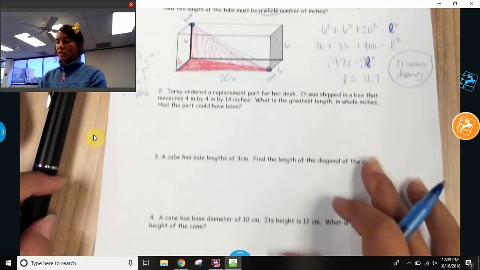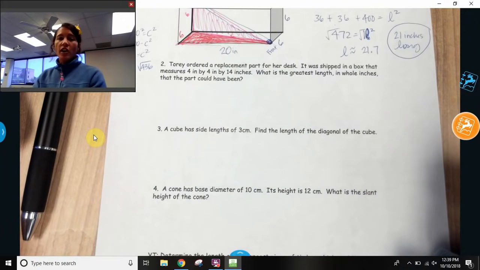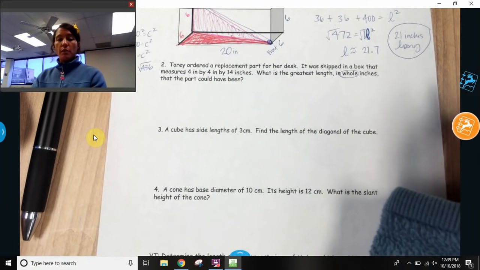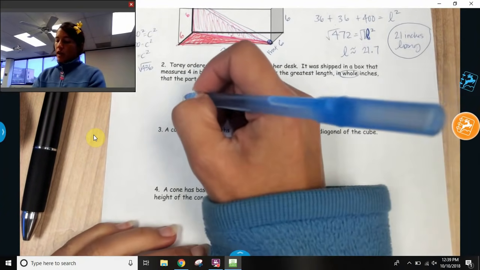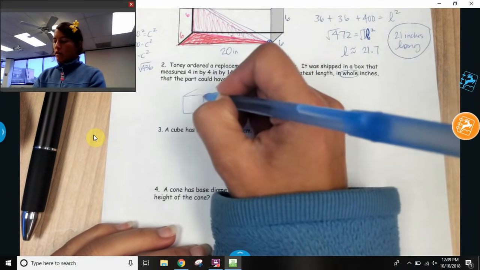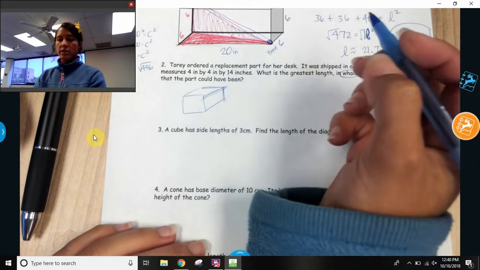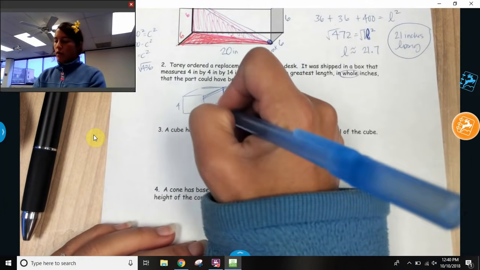All right, let's do another one together. Number 2. Tori ordered a replacement part for her desk. It was shipped in a box that was 4 by 4 by 14. What is the greatest length in whole inches that the part could have been? So we're going to draw a box. All right, do your best. And it's going to be 4 by 4 by 14.